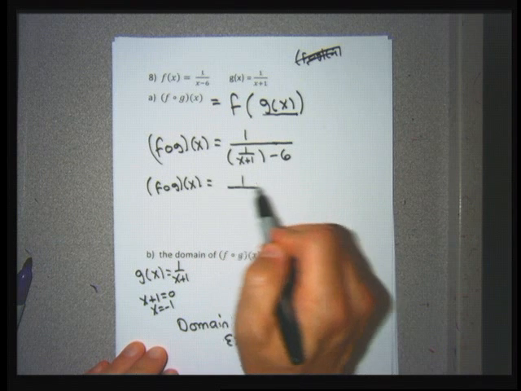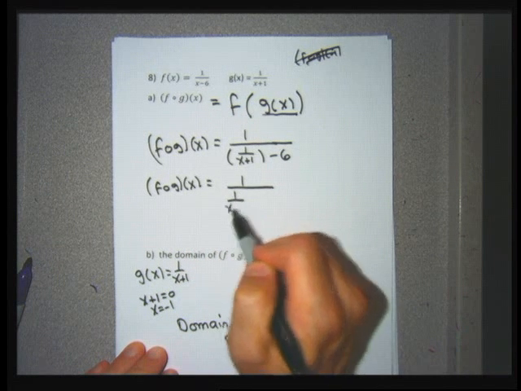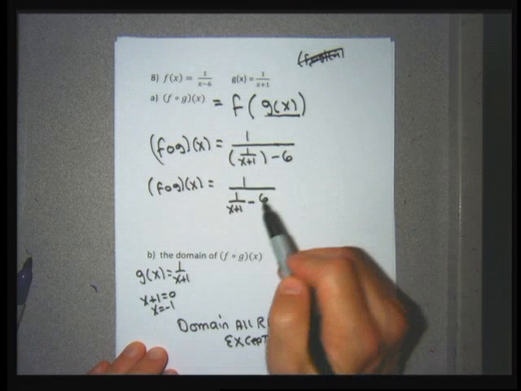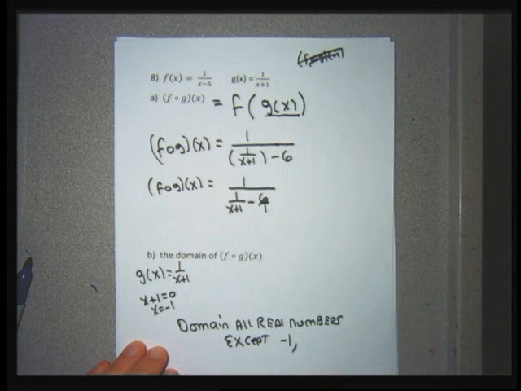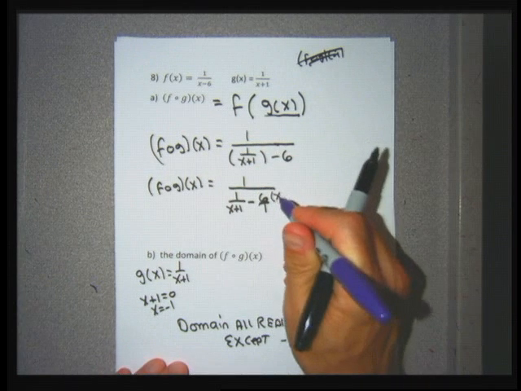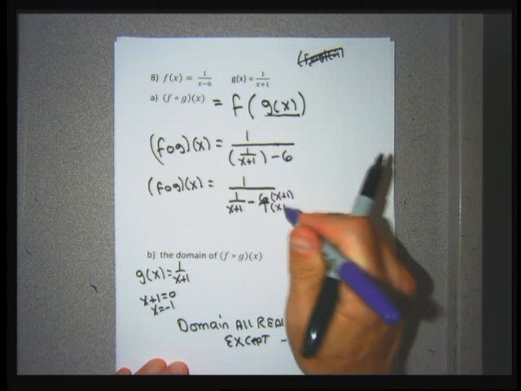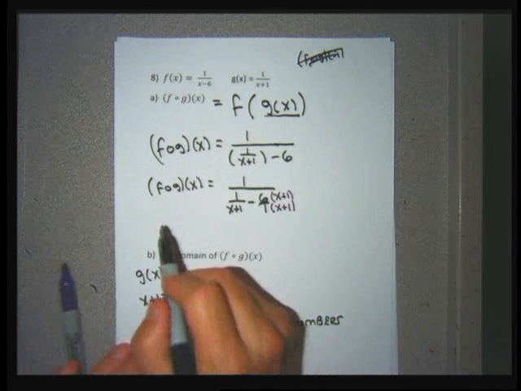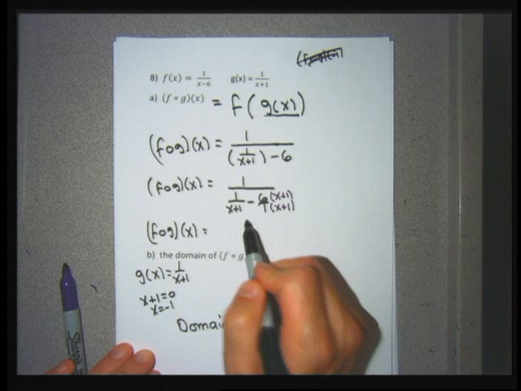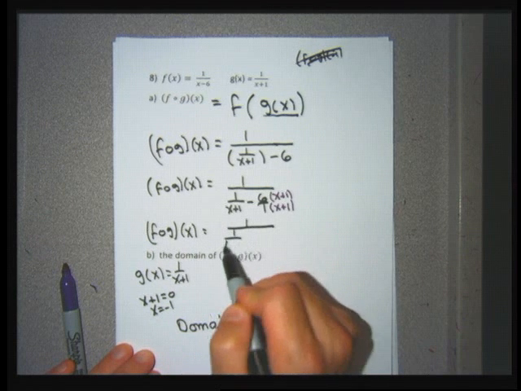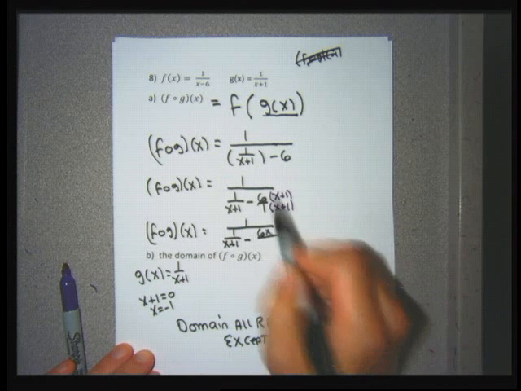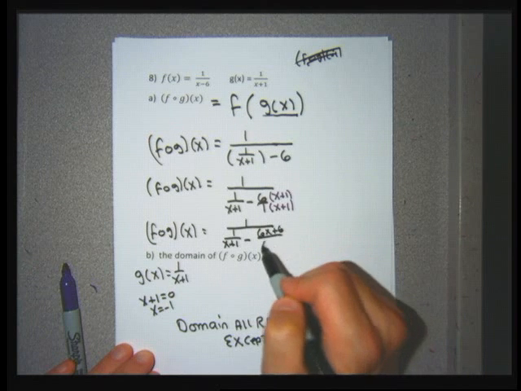So I'm going to work on that denominator. The denominator is 1 over x plus 1 minus 6. And what I'm going to do with the 6, instead of writing it as just 6, I'm going to write it as 6 over 1. And then I'm going to multiply the 6 by x plus 1 over x plus 1. And what that's going to do for me, it's going to give me f composed with g of x equals 1 over, and then 1 over x plus 1 minus, and then 6 times x is 6x, and 6 times 1 is plus 6, over x plus 1.